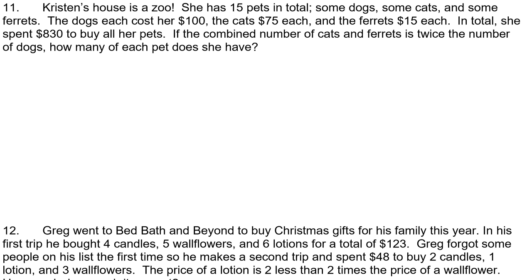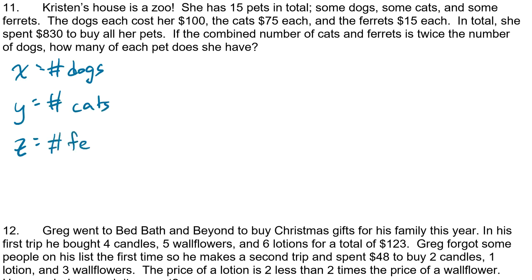Okay, so we're back to having 3 different variables. So x, y, z. And we're just looking for the number of dogs, the number of cats, and the number of ferrets. All right, easy one first. 15 pets total. So x plus y plus z equals 15. First one down.